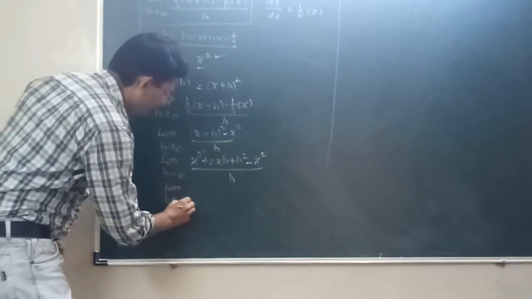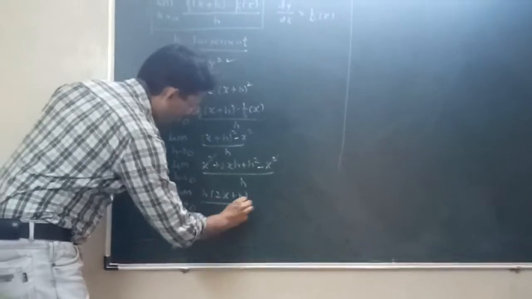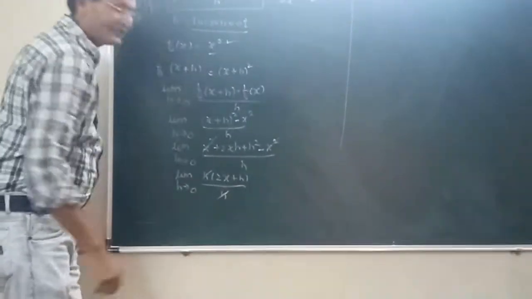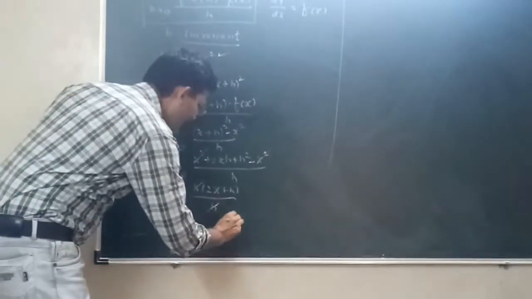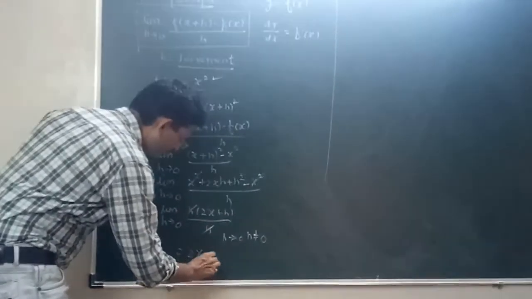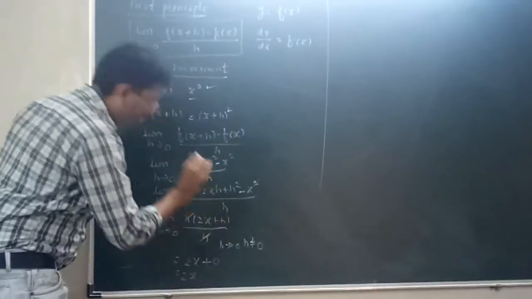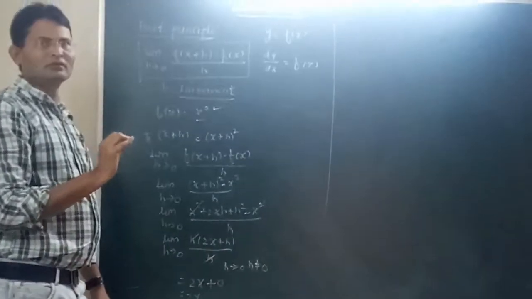Limit h tends to 0, 2x plus h upon h. h got cancelled, and what is remaining if I consider h tends to 0 will be 2x plus 0, so the final answer would be 2x.